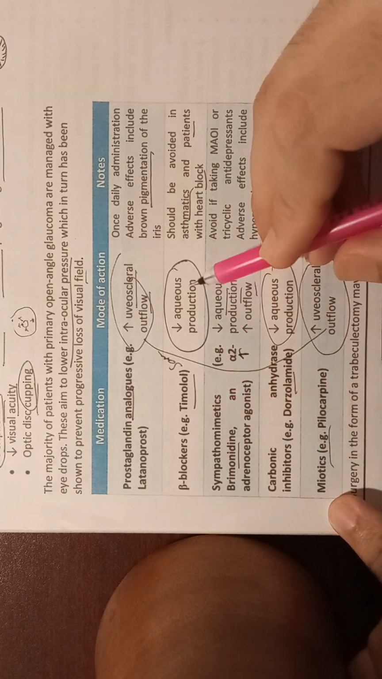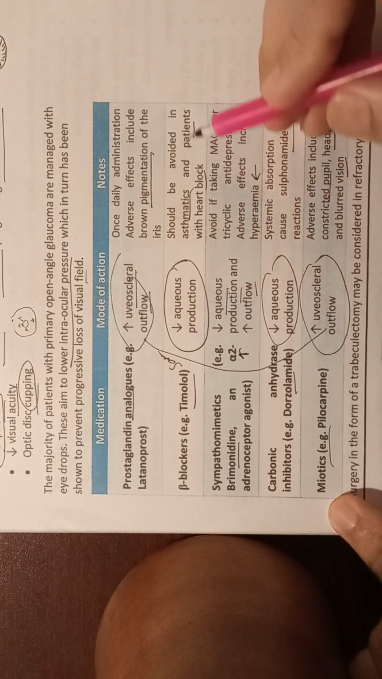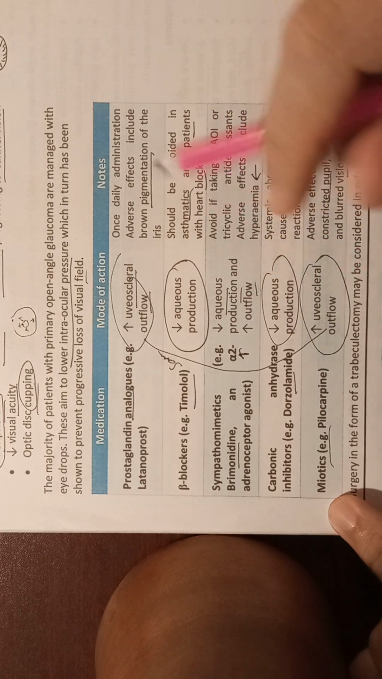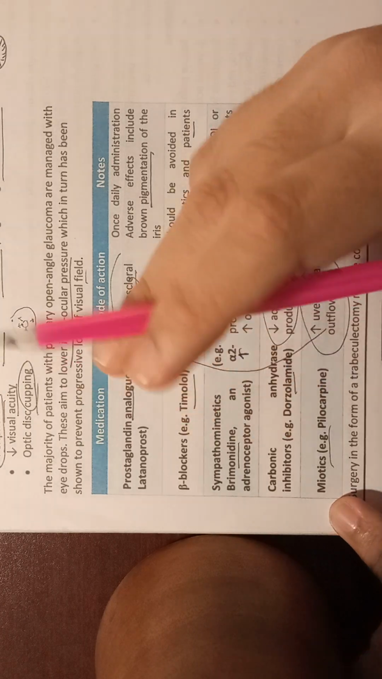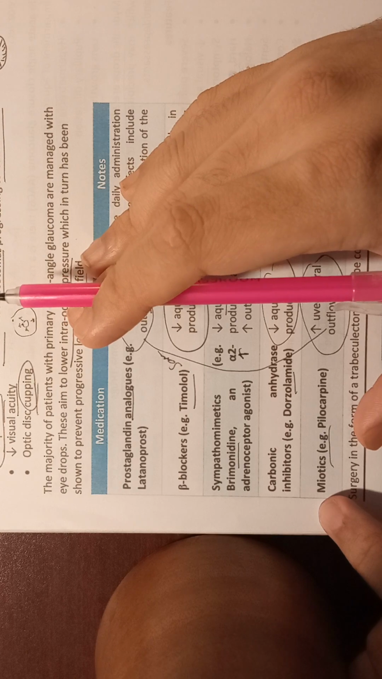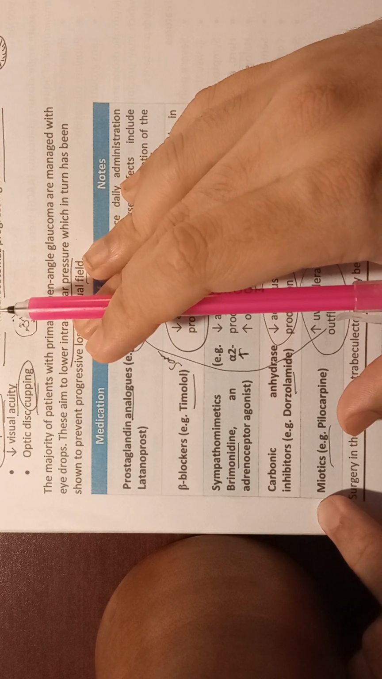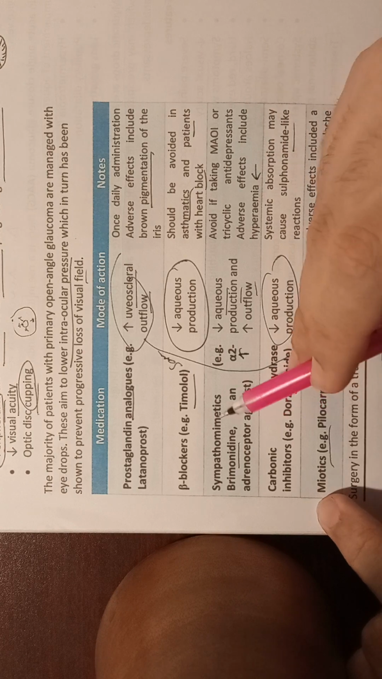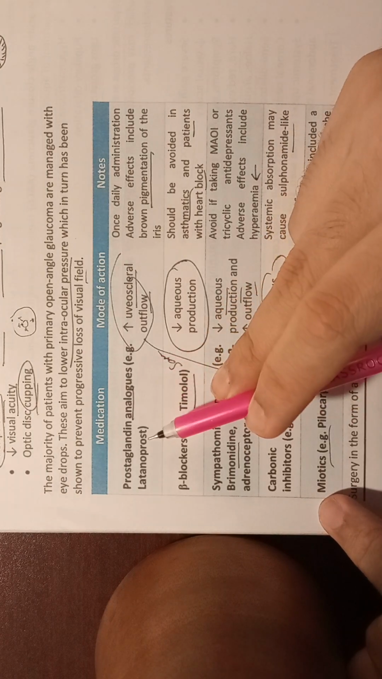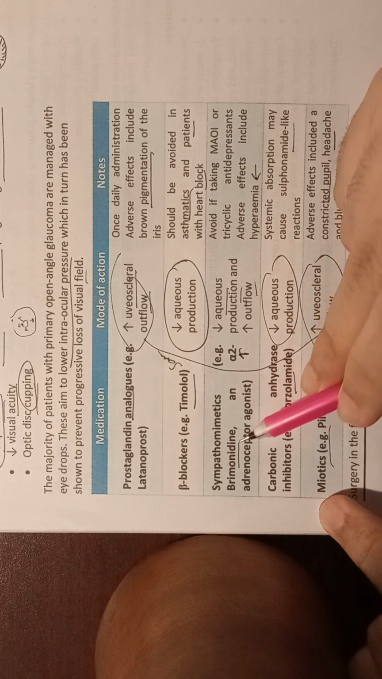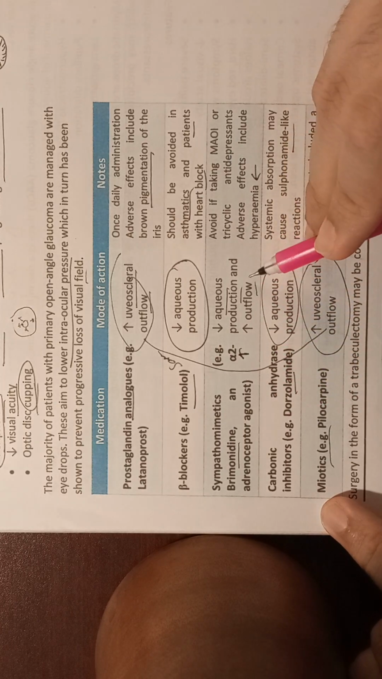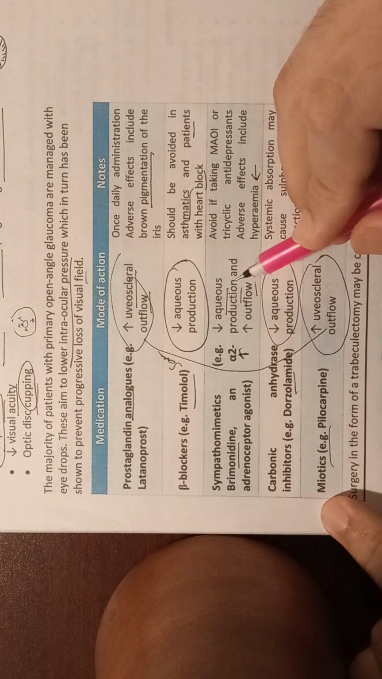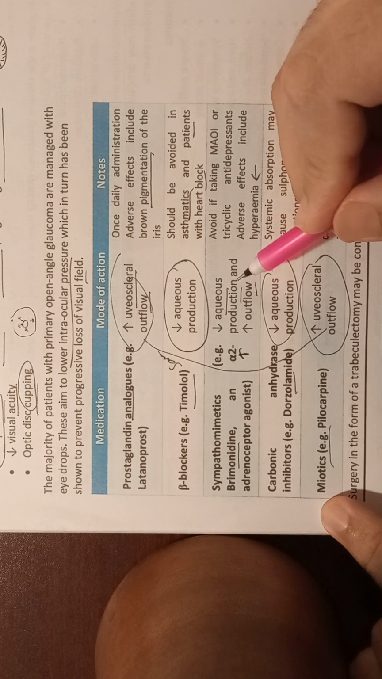Beta blocker timolol will decrease aqueous secretion and should be avoided in asthmatics and patients with heart block. If you remember the first one, acute angle closure glaucoma, it was managed by acetazolamide for decreasing aqueous secretion and pilocarpine for causing miosis. And this one is the other one. Sympathomimetics like brimonidine, an alpha-2 adrenoceptor agonist, decrease aqueous production and increase outflow.